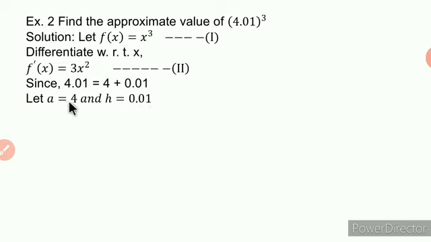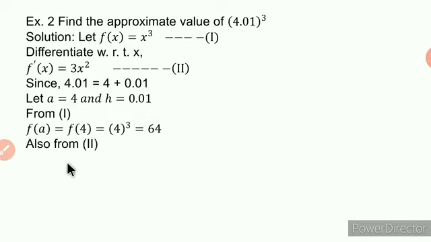So for a is equal to 4, from 1, f of a is equal to f of 4, it is 4 cube, means 64. Also from 2, we get f dash of a means f dash of 4, it is 3 into 4 square. 4 square is 16, so 3 into 16 is 48. Now we get both the values.